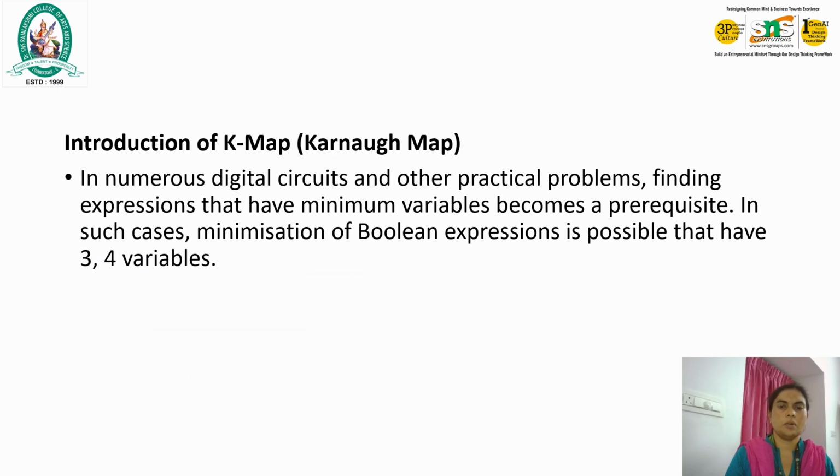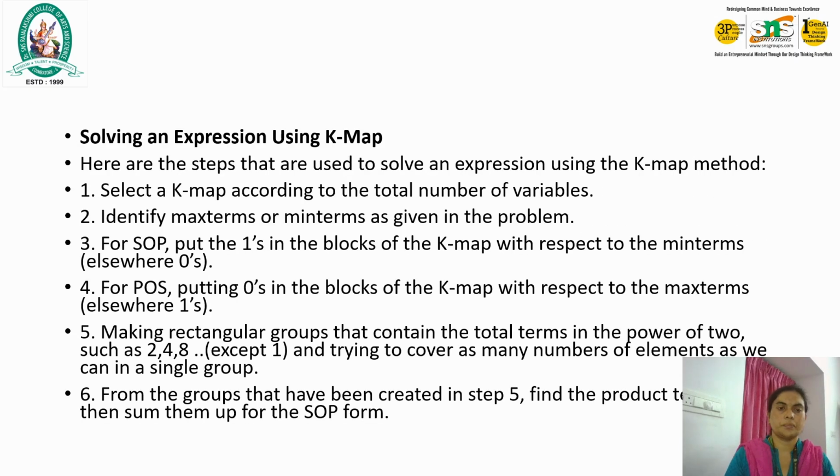The Karnaugh map is used to minimize variables, and it works for minimizing Boolean expressions that have 3 or 4 variables. This will be discussed further with examples, and how a Karnaugh map is used.